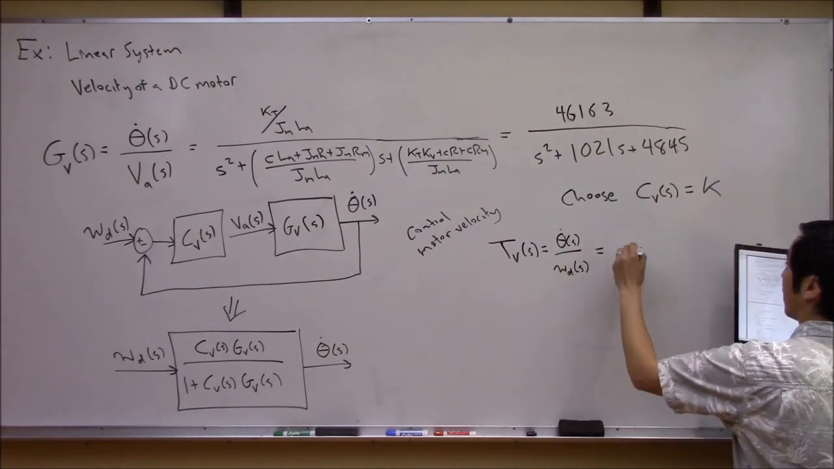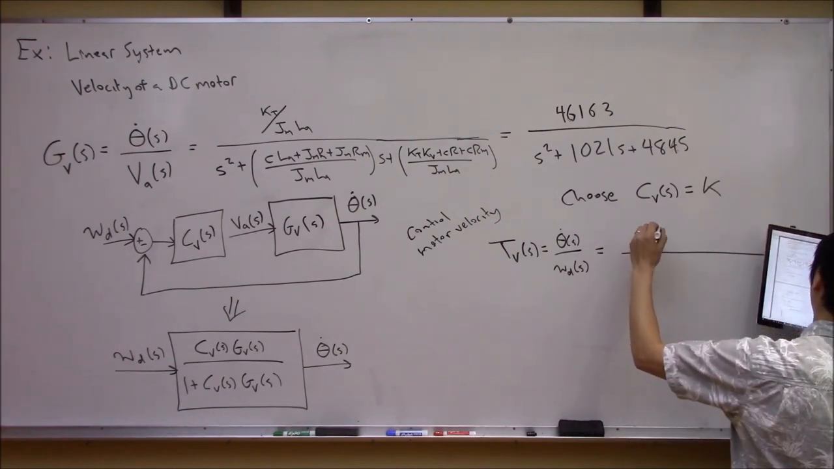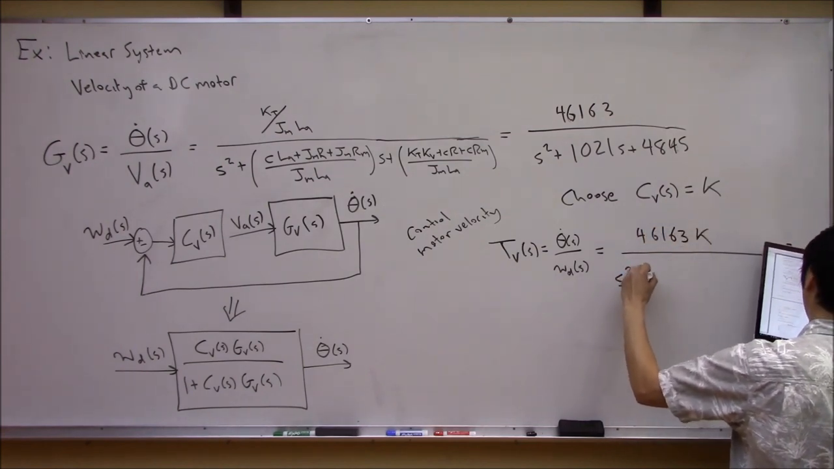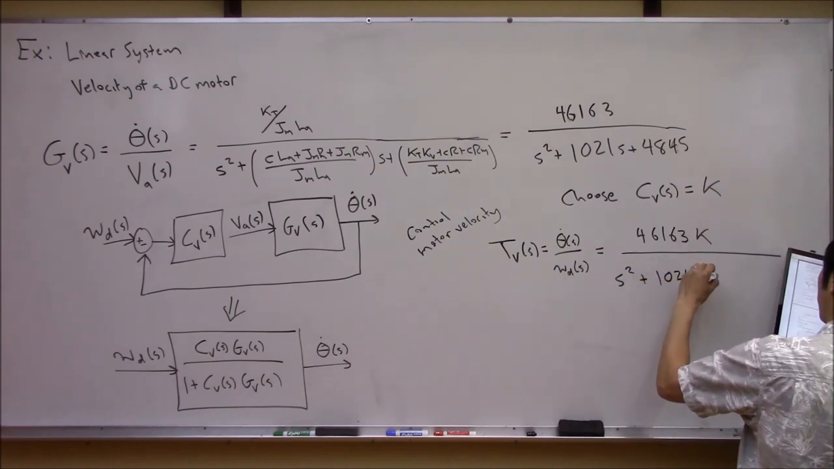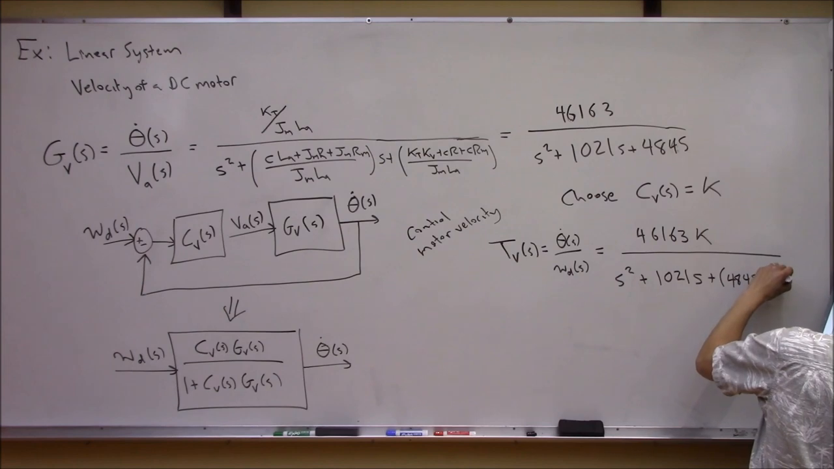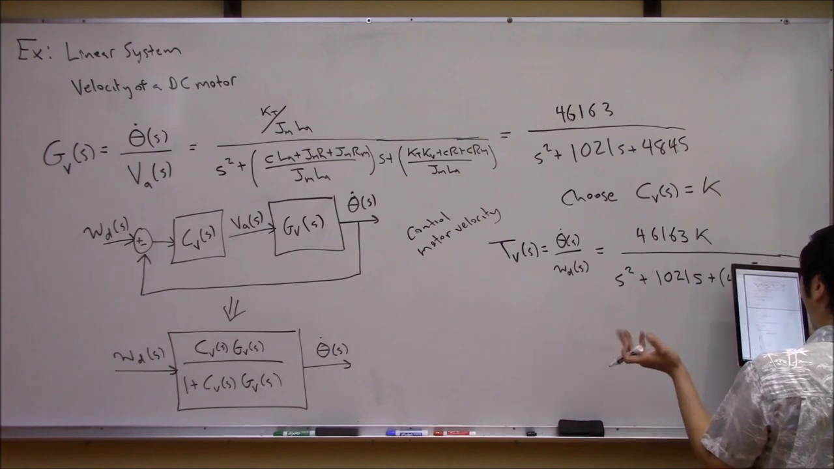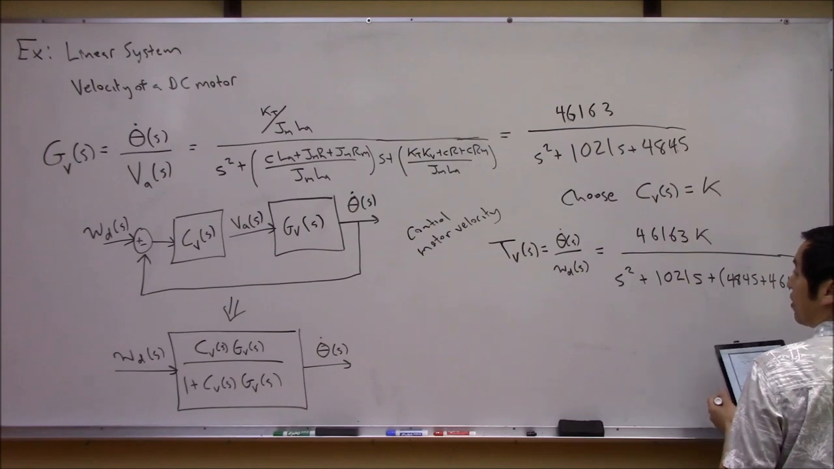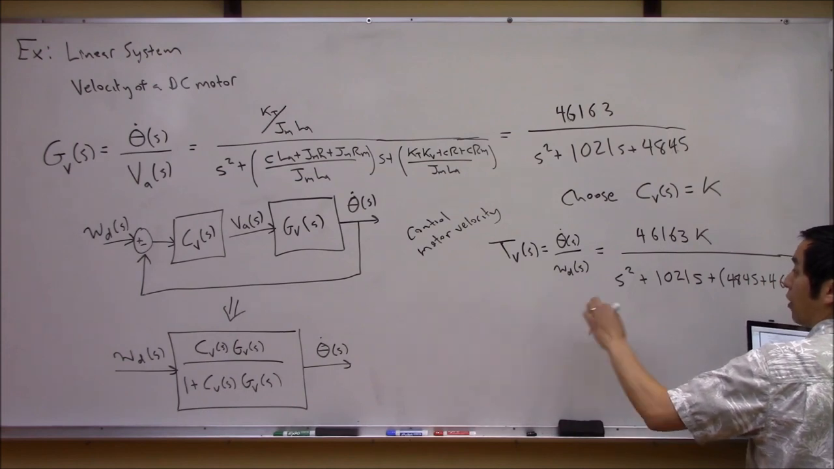If you run the numbers here, you basically get 46163 times K in the numerator, and then in the denominator, s squared plus 1021s plus the quantity 4845 plus 46163K. As expected, K works its way into the dynamics of the closed loop system. So why don't we go ahead and investigate the Bode plot of the closed loop system.